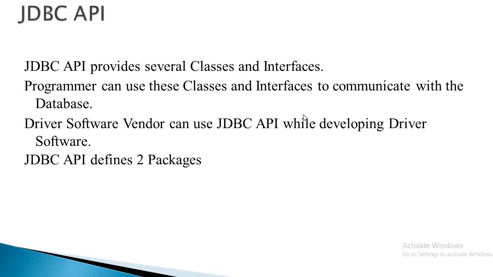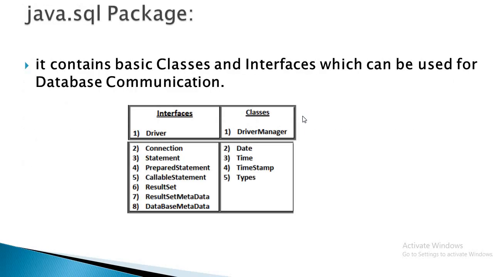The JDBC API, application program interface, provides several classes and interfaces. Here the JDBC API defines two packages. The first package is java.sql. It contains classes and interfaces which can be used for the database connection, like a separate package for interfaces and a separate package for classes: the driver manager, date, time and timestamp types.